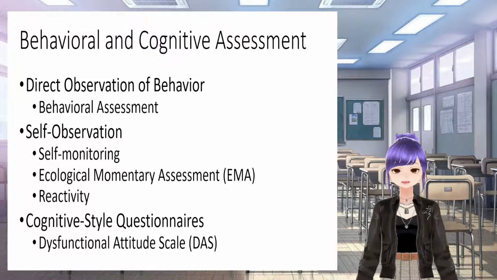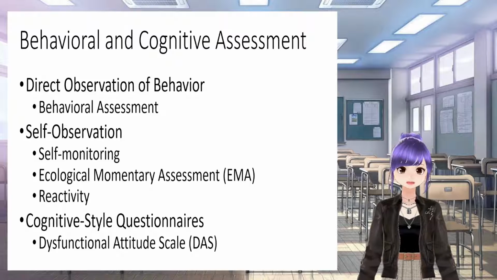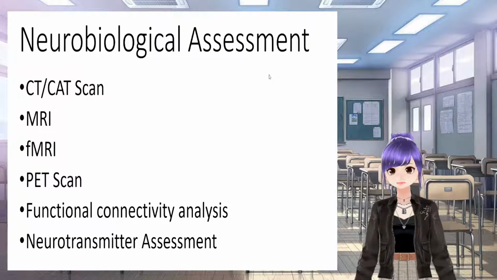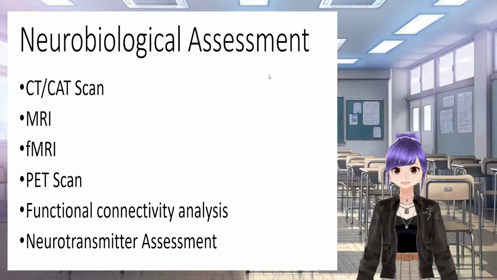One example of a cognitive style questionnaire is the Dysfunctional Attitude Scale, which is based on Beck's theory. This is helpful when it comes to identifying what treatment methods or therapy is best for the client. Next is the neurobiological assessment.